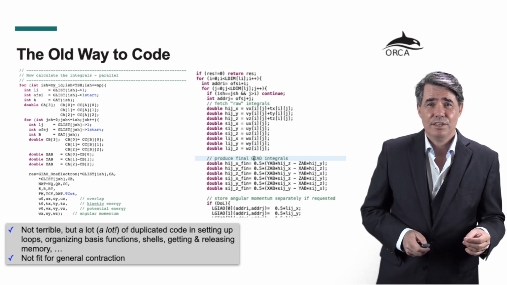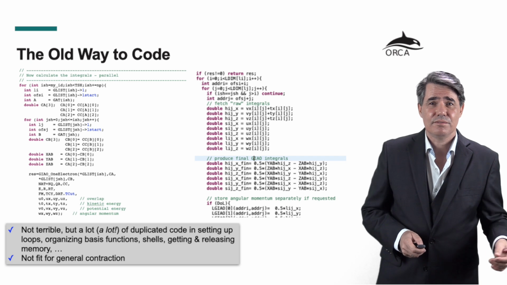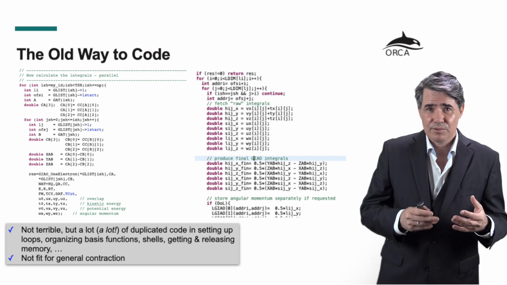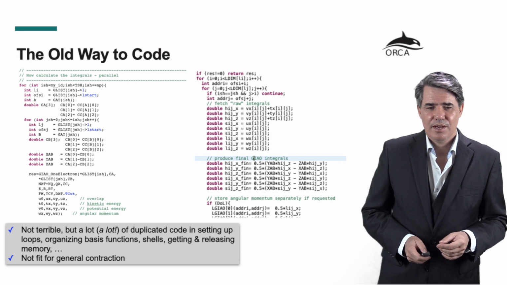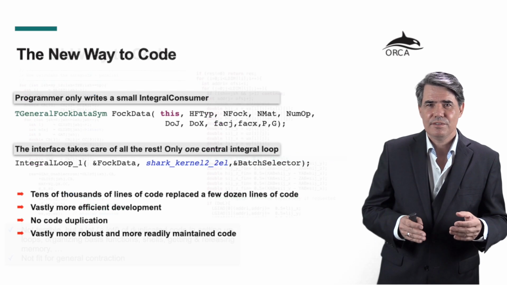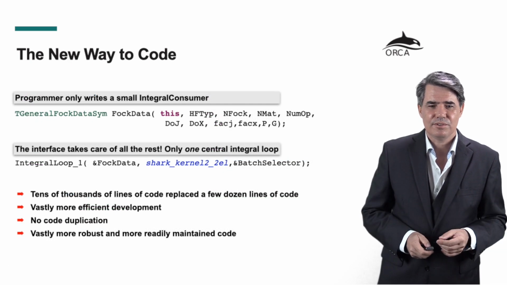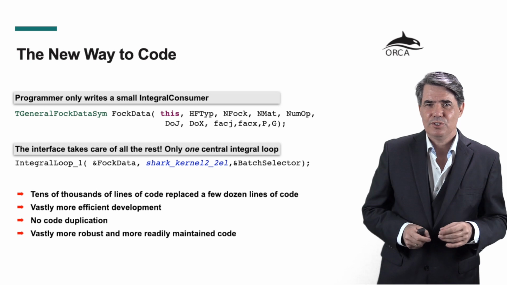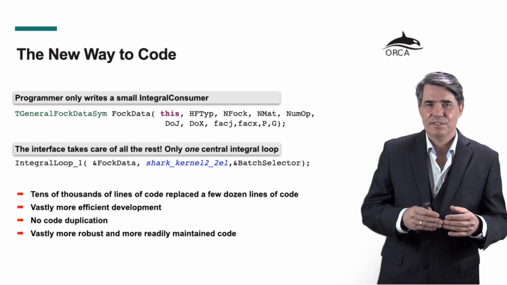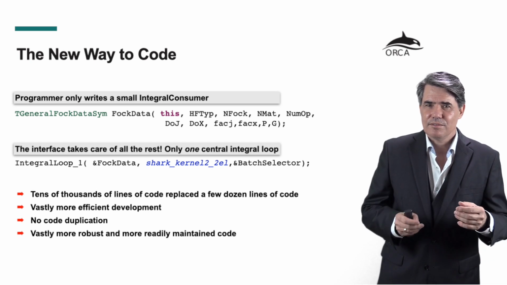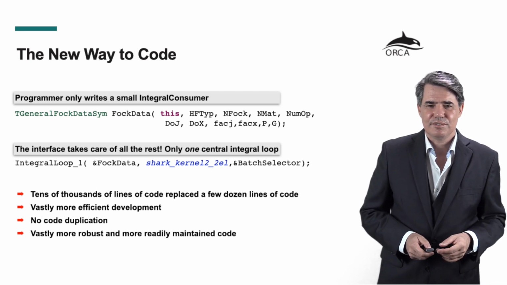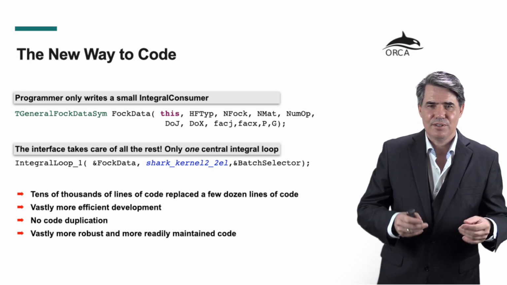And if you want to change anything, you need to change it in all of these hundreds of places where this occurs. And that, of course, is in terms of programming not the most efficient. And we have found a way in Shark to boil these tens of thousands of lines of code down to just a few. So the programmer only programs a little object that digests these integrals and does something with them. And the entire Shark engine takes care of streaming integrals towards that digestion algorithm.